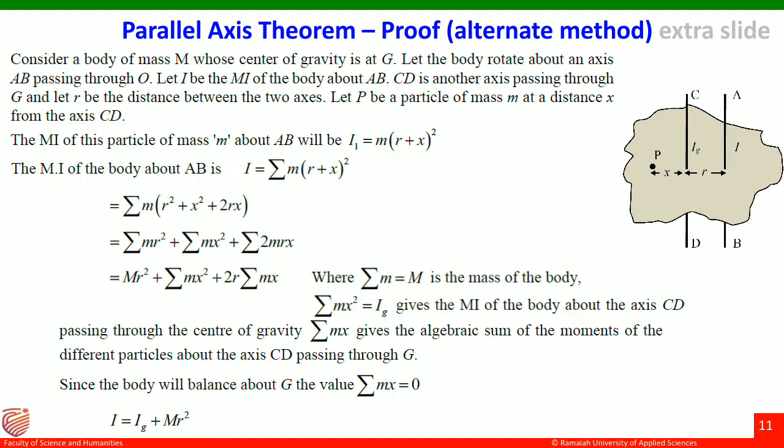Therefore, in the above equation, the summation of mx becomes 0, so we have to neglect the last term. Finally, we got I is equal to Ig plus mr square. Hence, we have proved this relation.